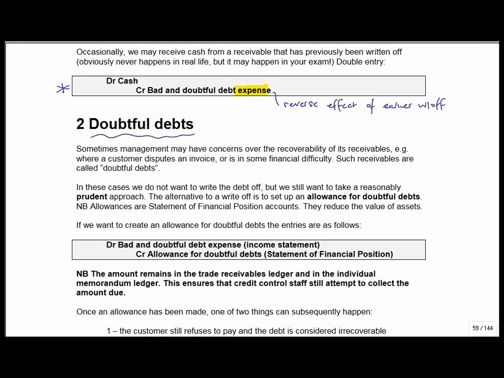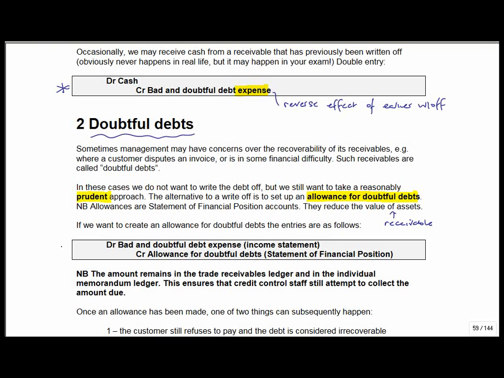And so when it comes to year end and drawing up our financial statements, we have a real concern that the debt might not be paid. So in order to take a prudent approach to preparing our financial statements, what we do in these situations is create an allowance for doubtful debts. Okay, the allowance account is an account in the financial statement of financial position which reduces the value of, in this case, our receivable asset.